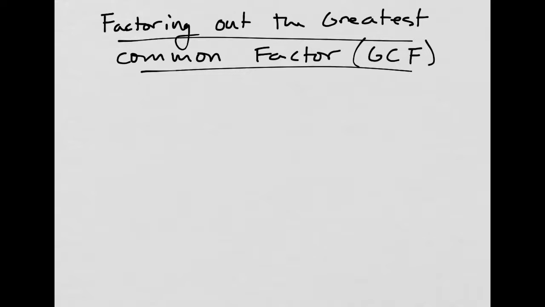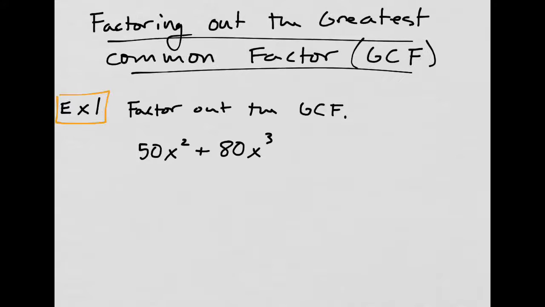Factoring out the greatest common factor. What does that mean? We're going to take out as much as we can. Let's just start with an example, I think.